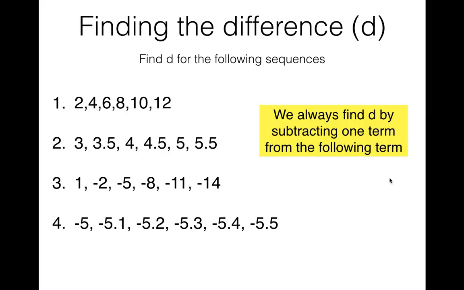So first of all, I just want to start by practicing finding D, the common difference. So we can always find D by subtracting one term from the following term. So here I could subtract this term from this term, or I could subtract this term from this term. And that will give me D. So give it a go now and find D for these 4 sequences. Pause the video, see what you can do.